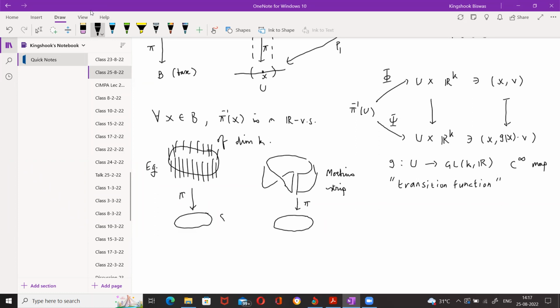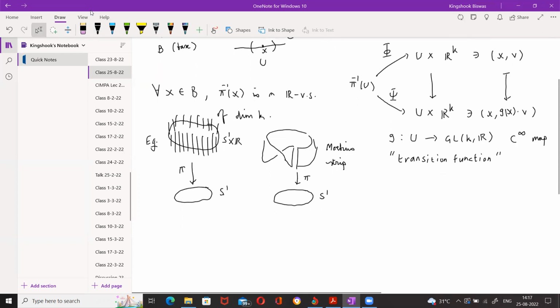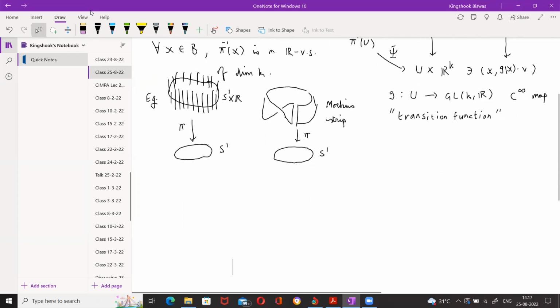So these are both vector bundles over the circle. But these two vector bundles are distinct as vector bundles. The Mobius strip is locally trivial, but not globally trivial. I mean, it's not globally a product. Every vector bundle is locally trivial, of course, locally it's a product. By definition, a vector bundle is locally trivial.